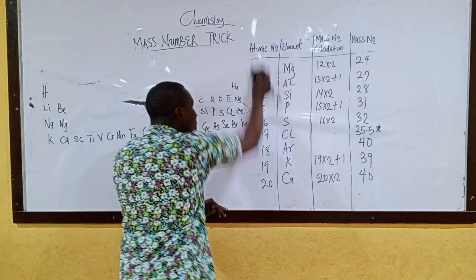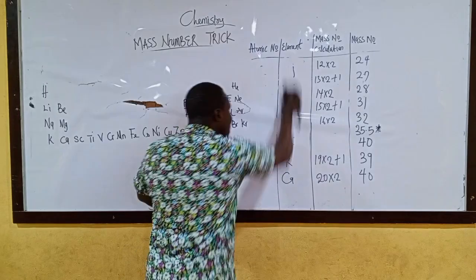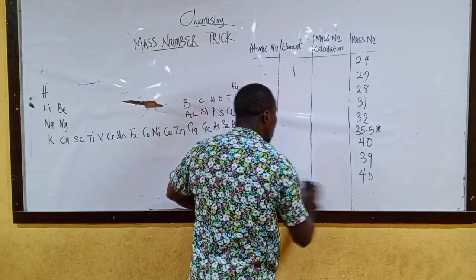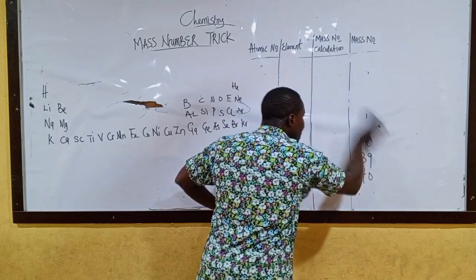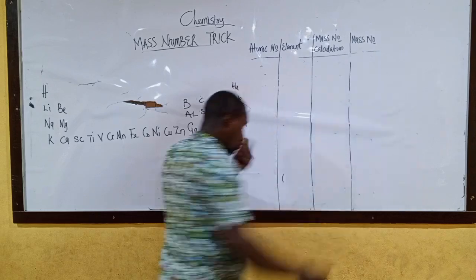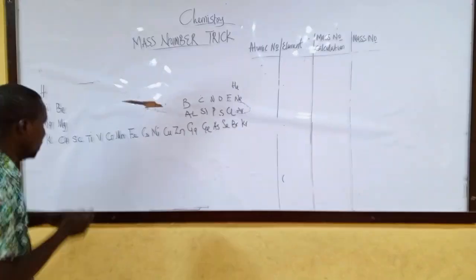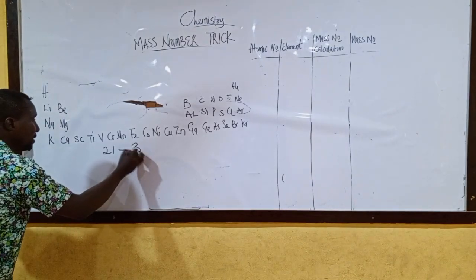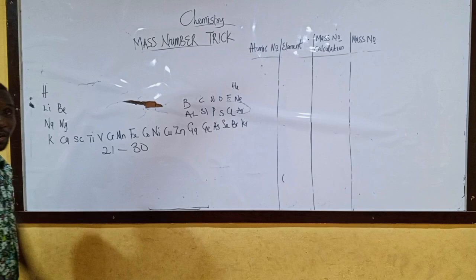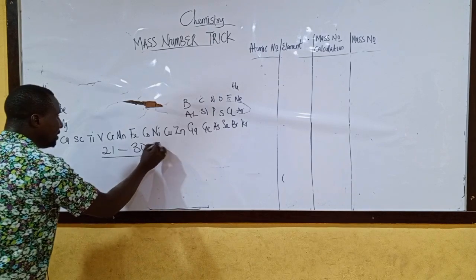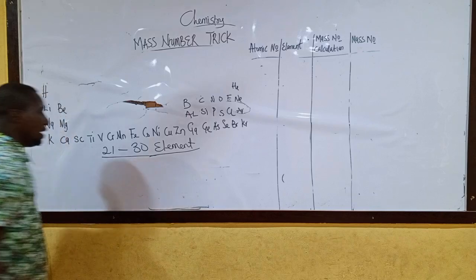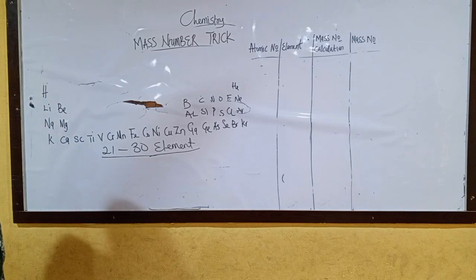20 to 30. You can pause it. 20 to 30. I'm sorry, 21 to 30, because I've done 20. 20 is for calcium. 21 to 30 elements. What is the rule?